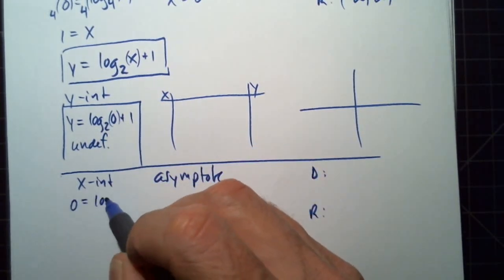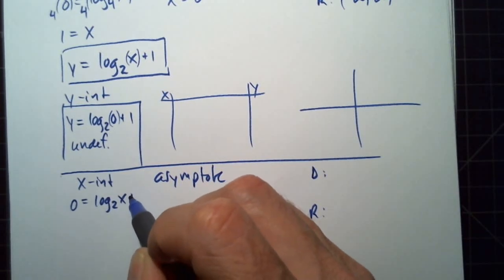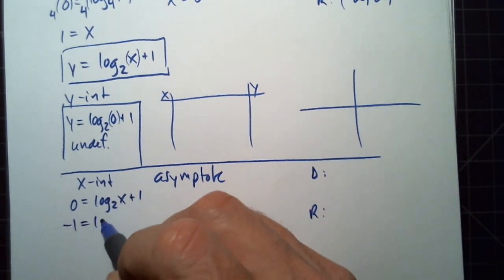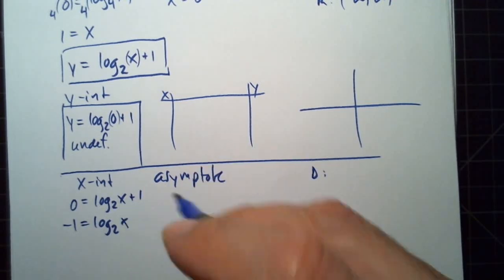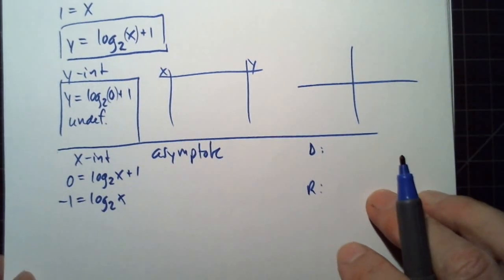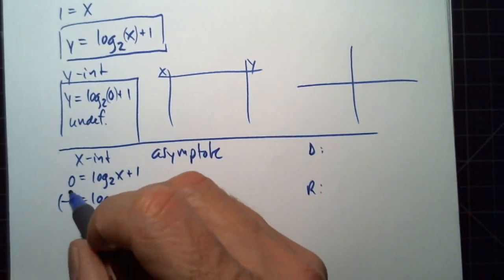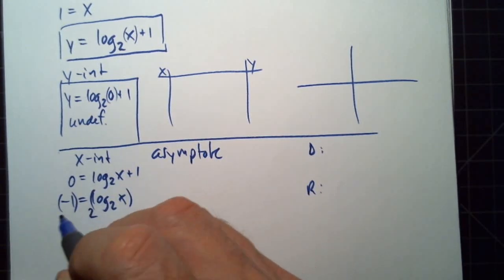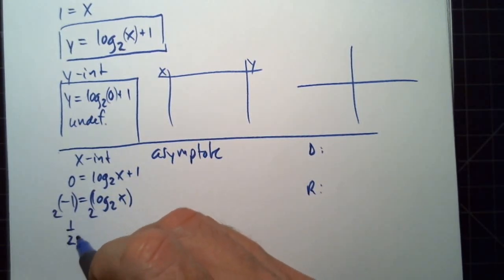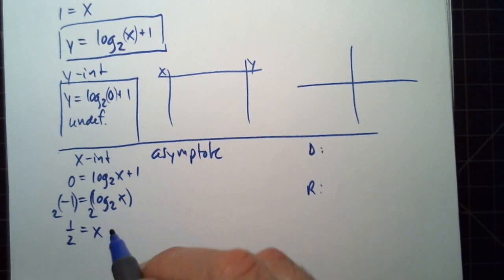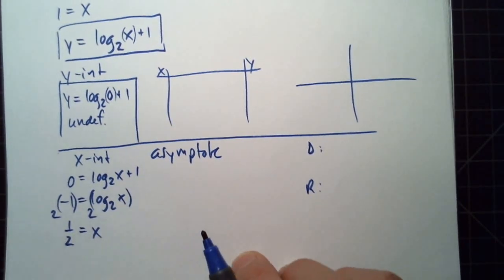Make the y 0, subtract, and we will exponentiate, meaning let's make both sides the exponent of 2, 2 to the negative 1. That equals x. So we see the x-intercept is the half.